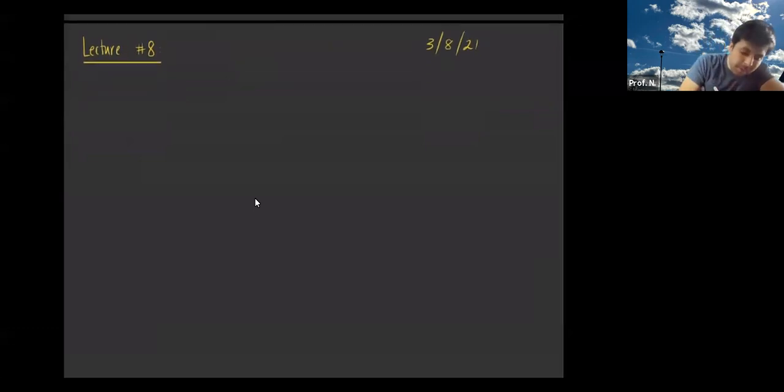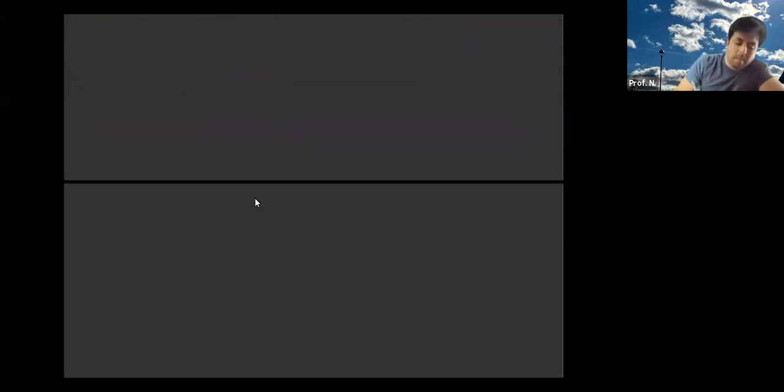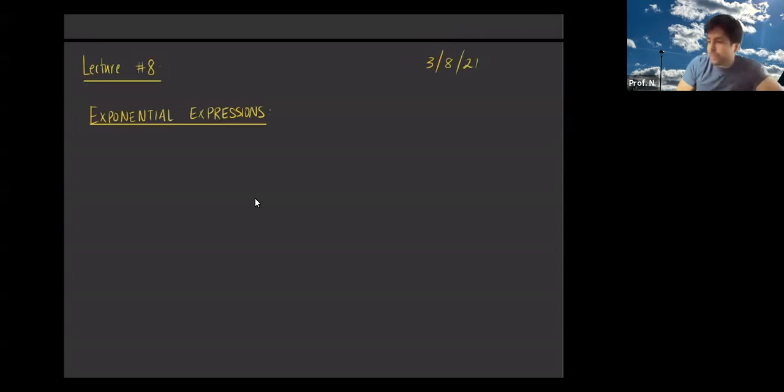Okay, so we're going to be talking about exponential expressions. In particular, we're going to start with a first definition.